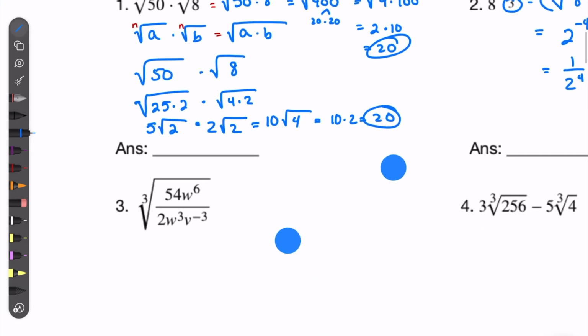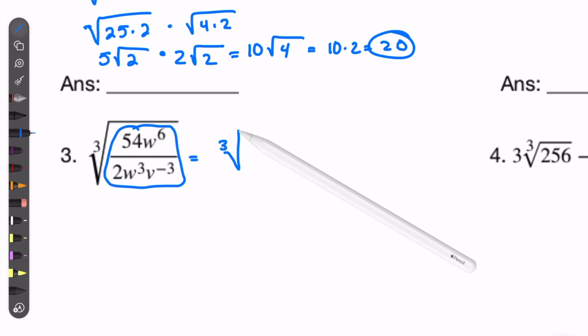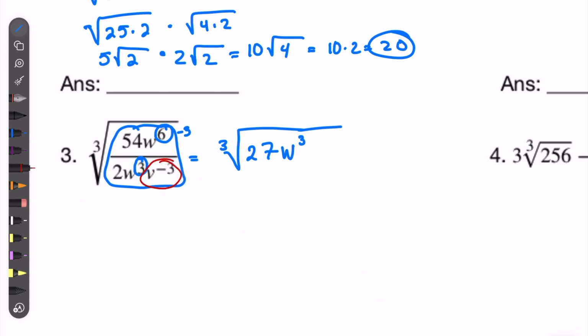Let's see here. I guess I should have been putting these in the answer spot. Here comes number 3. Hey, I'm under the radical already. I can just simplify in here. So 54 divided by 2, 27. Here I've got w to the 6 over w to the 3. So those I subtract exponents. W to the 3. Here I've got a negative exponent, so I'll just put him in the numerator.